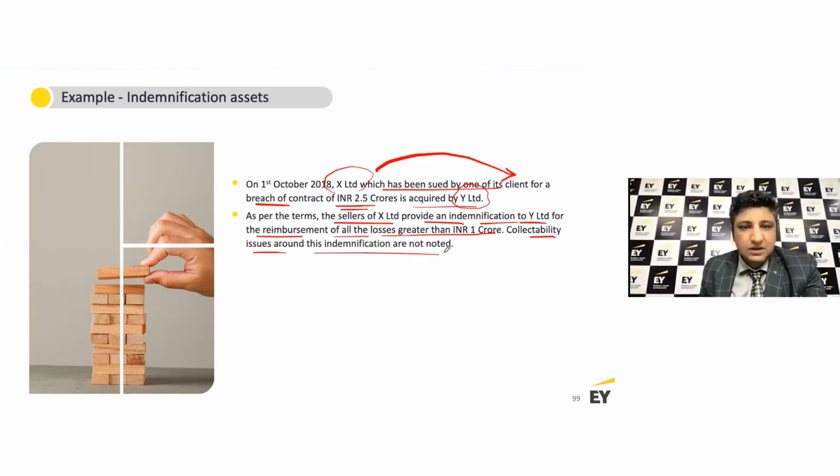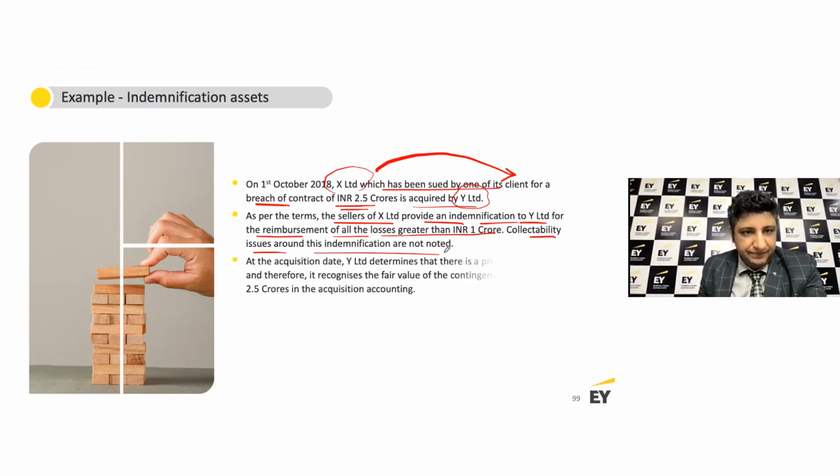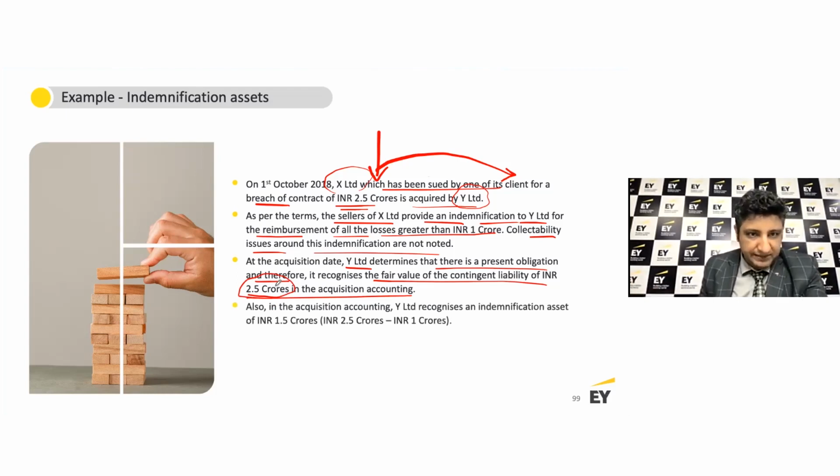Collectability issue is not there. So effectively, in case something arises, anything above 1 crores is expected to be, of course, paid, right? Now, on the acquisition date, Y Limited determines that it's a present obligation and, of course, recognizes the fair value of the contingent liability of 2.5 crore rupees there. So if this court case, which is there against the acquiree X Limited already, that is recognized at 2.5 crore rupees in the books of Y Limited because there is a present obligation in place, right?